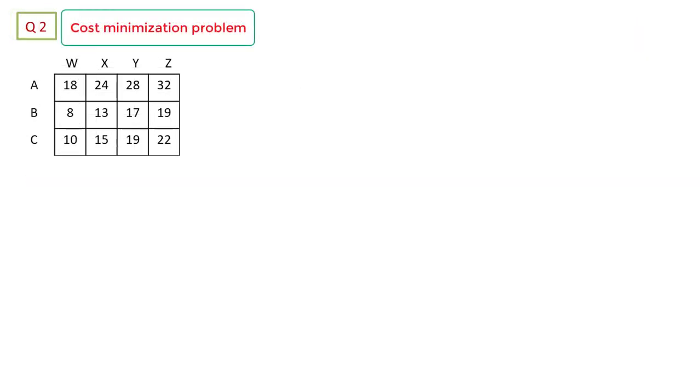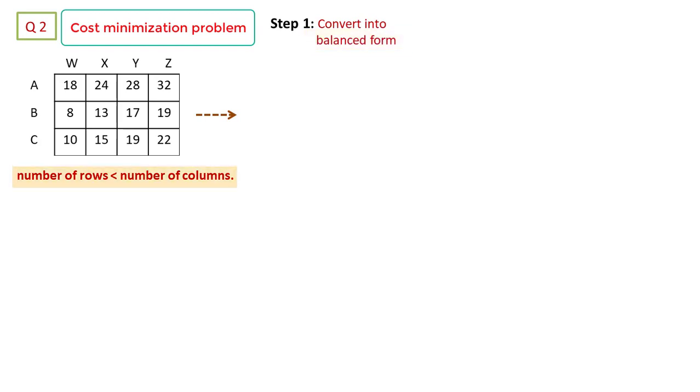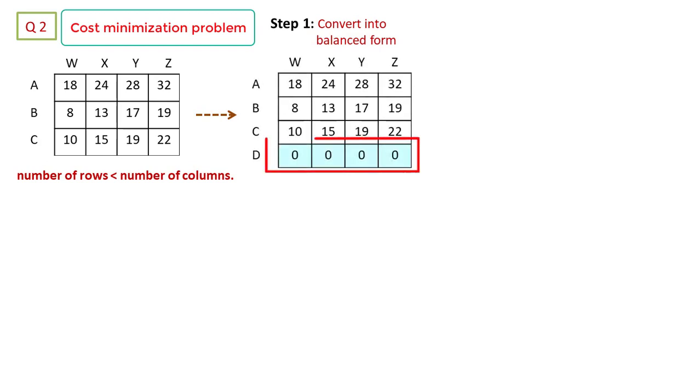Now our next question: here the given problem is for cost minimizing and the number of rows in the given matrix is 3 and number of columns is 4. That is, number of rows is less than number of columns. So the given problem is an unbalanced assignment problem. So our first step is to convert it into a balanced form. Since number of rows is less than number of columns, we add a dummy row to make it a square matrix. Now the given problem is a balanced assignment problem.